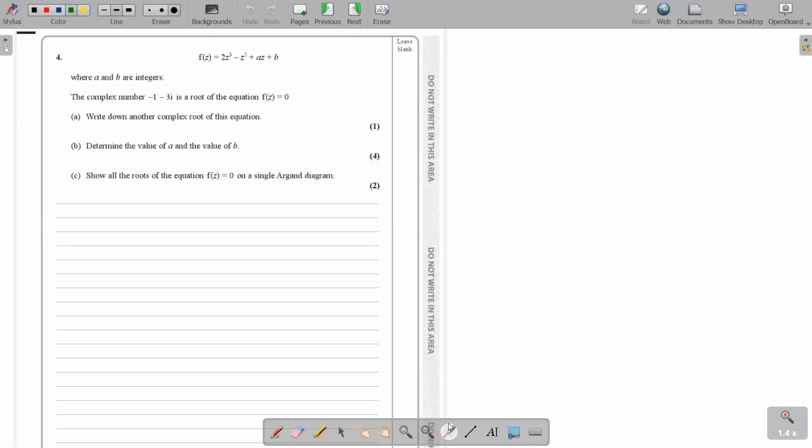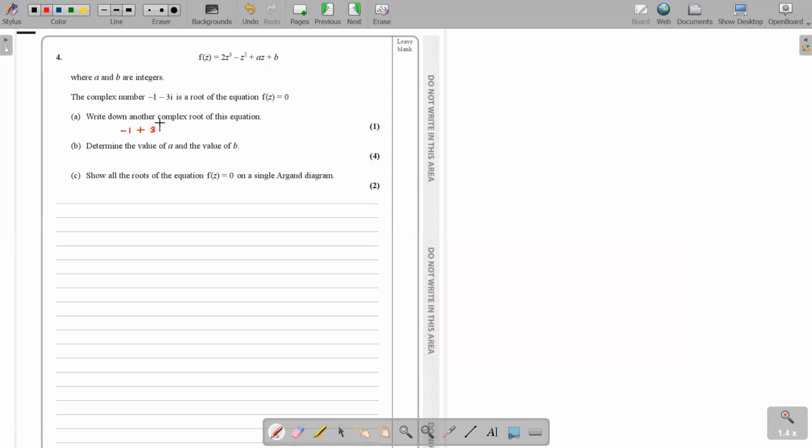Okay, question number 4. F of z is equal to z cube minus z square plus az plus b, where a and b are integers. The complex number minus 1 minus 3i is a root of the equation f of z equals 0. Write down another complex root of this equation. Okay, you know complex roots always come in conjugate pairs, right? So if minus 1 minus 3i is one root, the other root is minus 1 plus 3i. Okay, so the other complex root is minus 1 plus 3i.